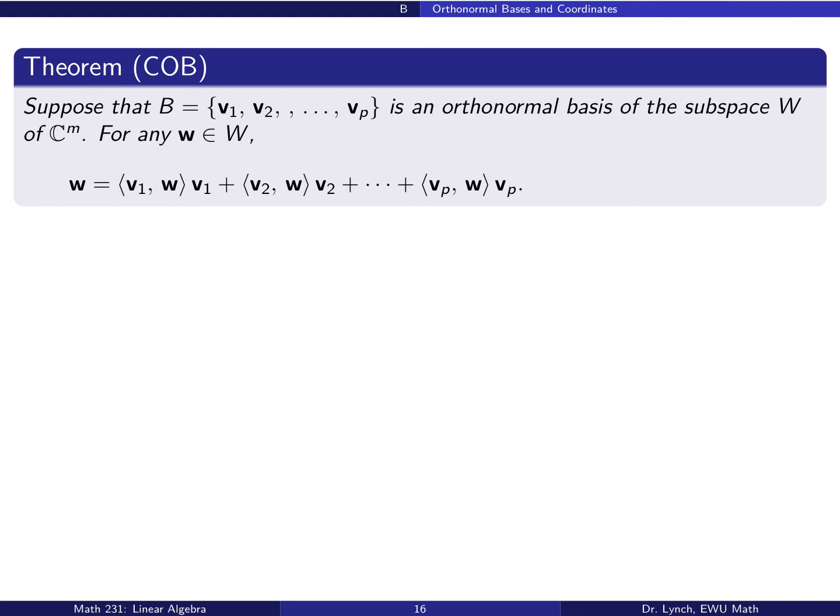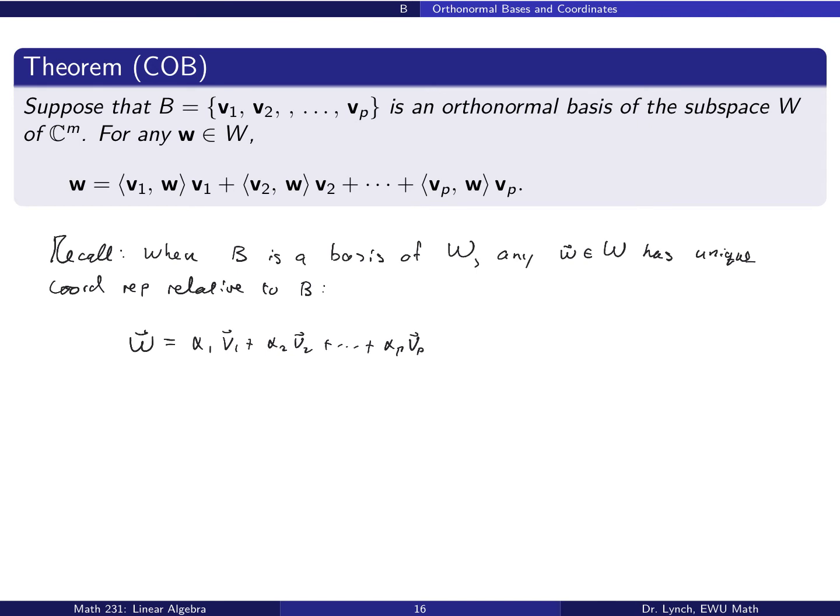Okay, so let's start off by thinking about a theorem we had last time. So here's the theorem about coordinate representations. When B is a basis of W, any vector w in the subspace W has a unique coordinate representation relative to B. Okay, so that coordinate representation can be represented as alpha 1 v1 plus alpha 2 v2 all the way out to alpha p vp.